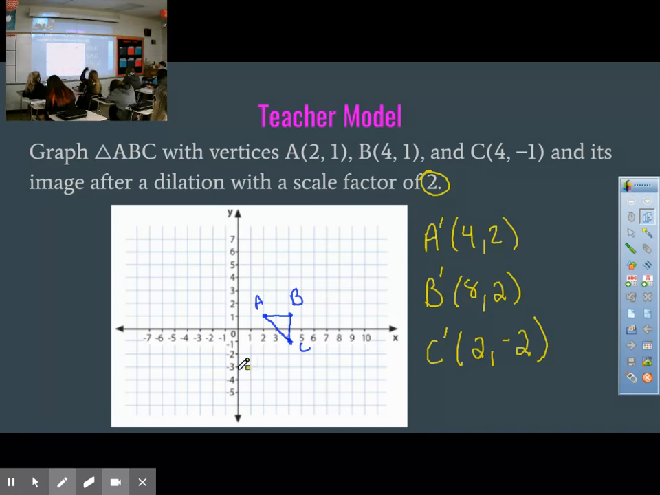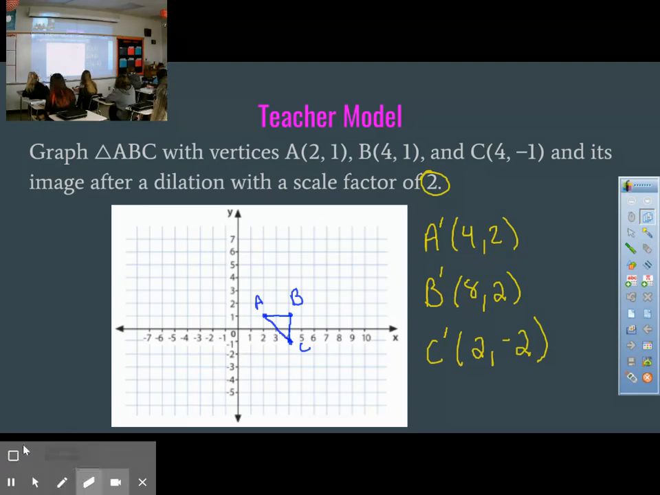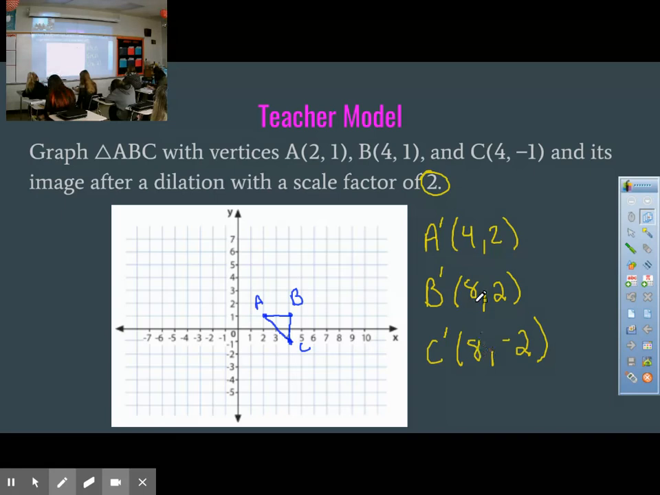I don't think C prime is 2. Yeah, sorry. 4 times 2 is 8. I don't know why I said 2. There we go. 4 times 2 is 8, 2 times -1 is -2. All right, so A prime is (4, 2).